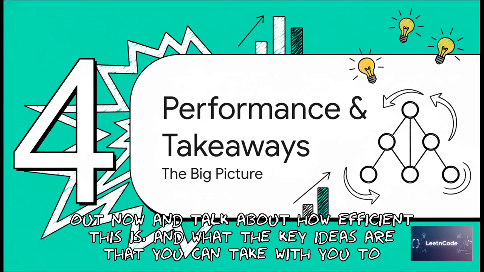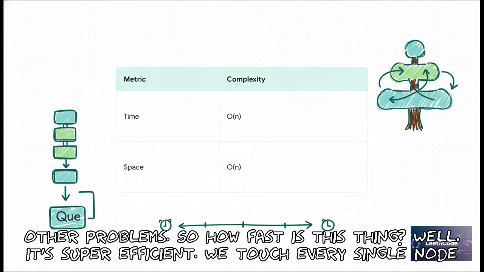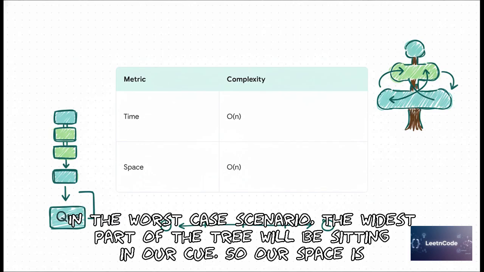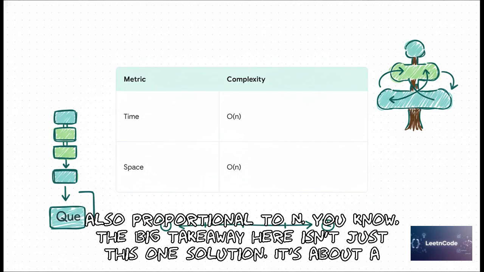So let's zoom out now and talk about how efficient this is and what the key ideas are that you can take with you to other problems. So how fast is this thing? Well, it's super efficient. We touch every single node in the tree exactly one time. So the time it takes is linear, or O(n). Same goes for space. In the worst case scenario, the widest part of the tree will be sitting in our queue. So our space is also proportional to n.